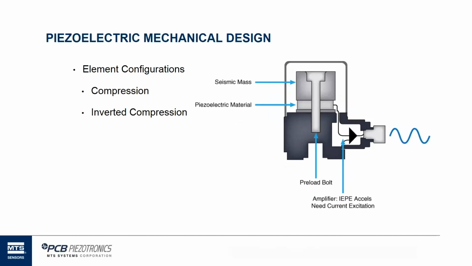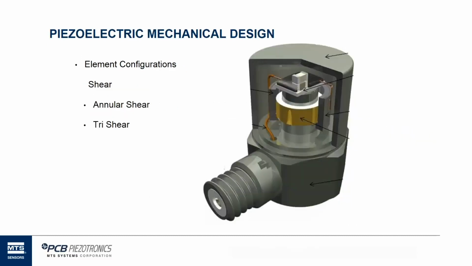But a better design is what we call the shear design, and we'll come back to this diagram. In this case, what you see here is the crystal is what we call annular shear. It's a ring, okay? But let's make sure that it's still the same, and that vertical motion up and down causes the mass to move up and down, and rather than compressing the crystal, it's shearing it on the inside and outside. So that's the annular shear, which indicates the crystal is in a circular configuration.